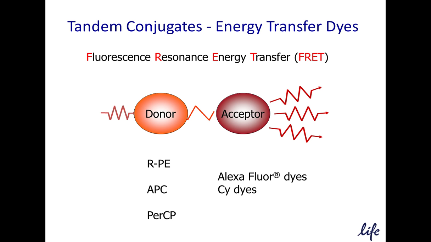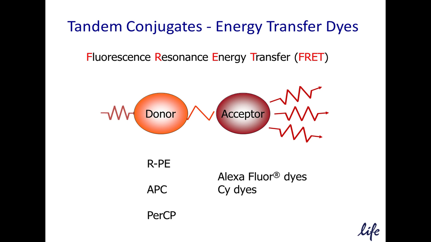Tandem dyes were created to produce a molecule with a longer Stokes shift. A tandem dye is created when two fluorophores are coupled together in close association. The excitation of the donor dye is used, which then transfers its energy to a nearby fluorescent molecule, which then emits. It's effective when the two dyes are in close proximity, between 10 and 100 angstroms.